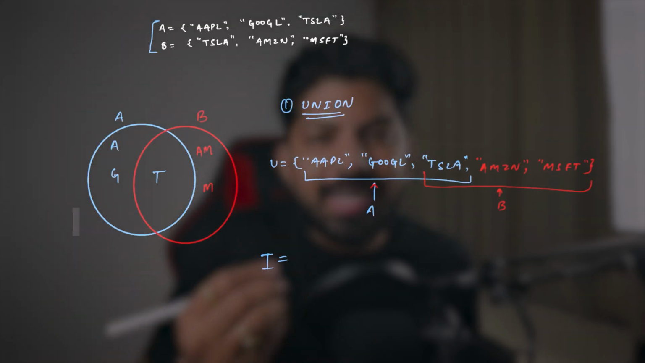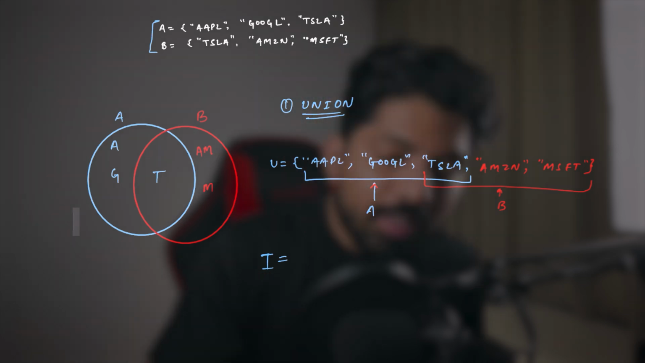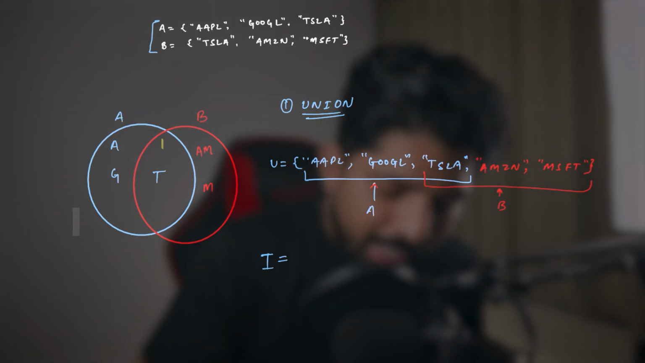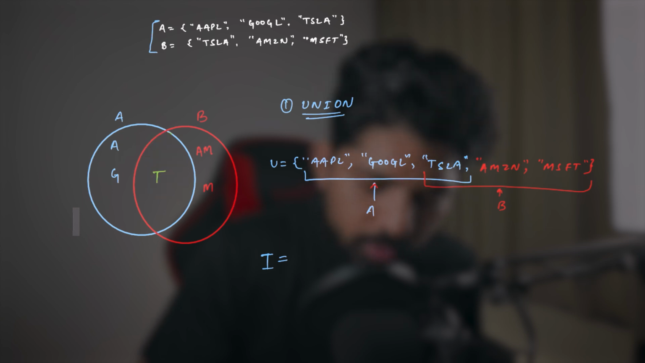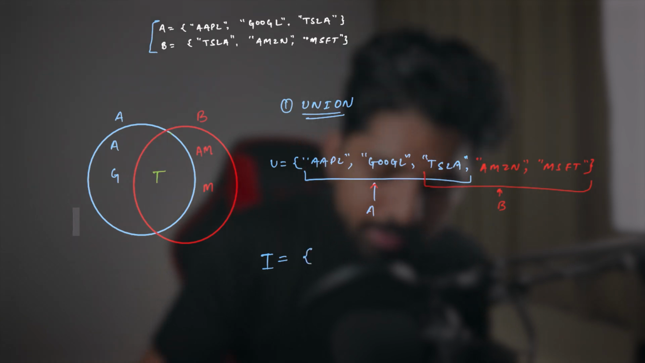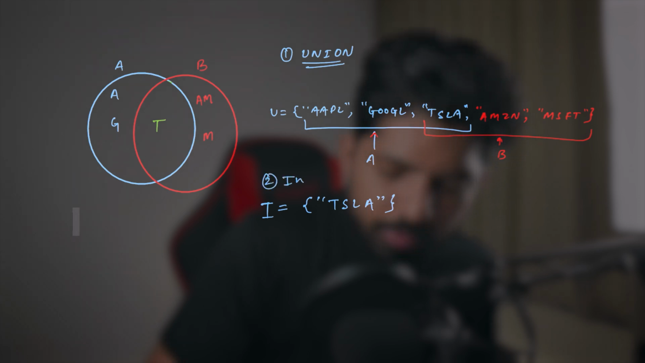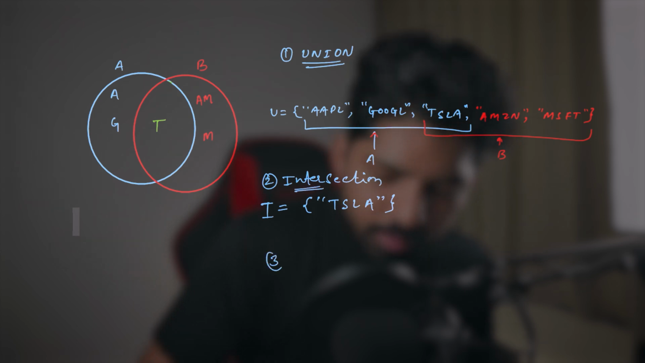The next is intersection. Intersection is very easy. You just have to consider the common elements. Here we can clearly see that we have only one common, that is Tesla, correct? Only this area. So what we can do is write a new set, intersection, and it will be only Tesla. So I'll just write here second, which is intersection. Correct.